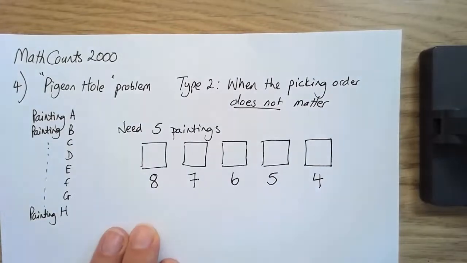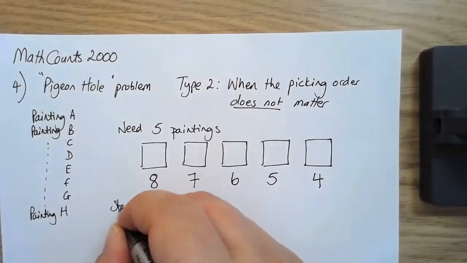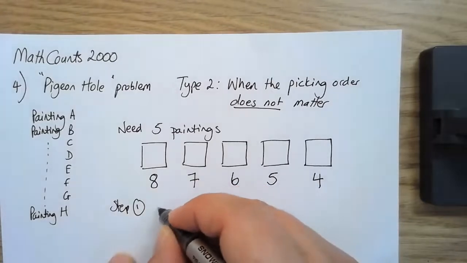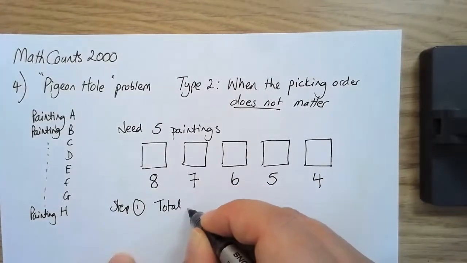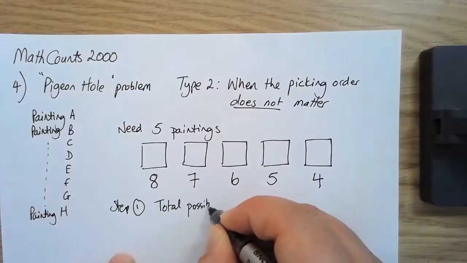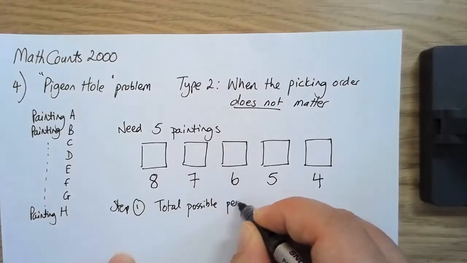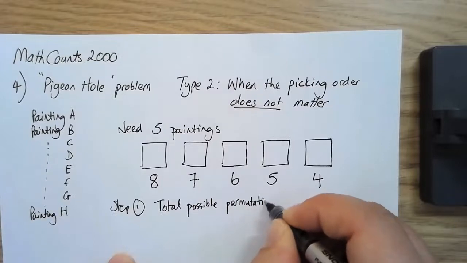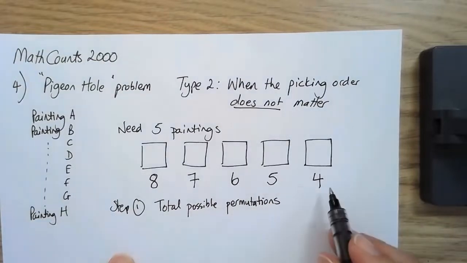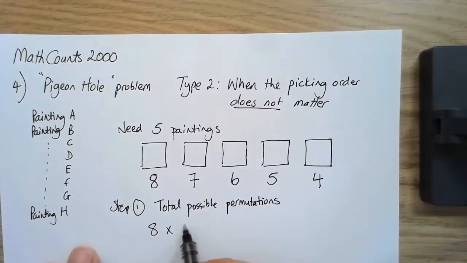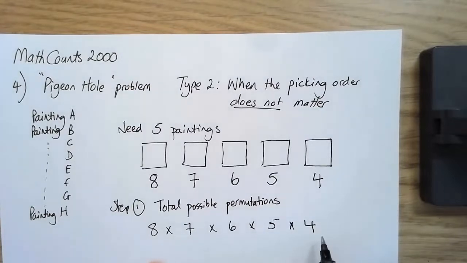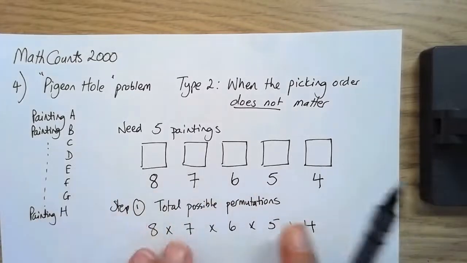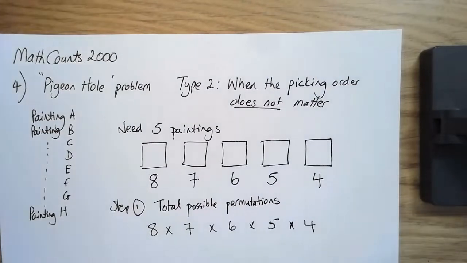That will be what we've got. So step 1 is to calculate the total possible permutations. And that is these numbers multiplied together. And that indeed would be the total number multiplied together if changing these round wouldn't make a difference.